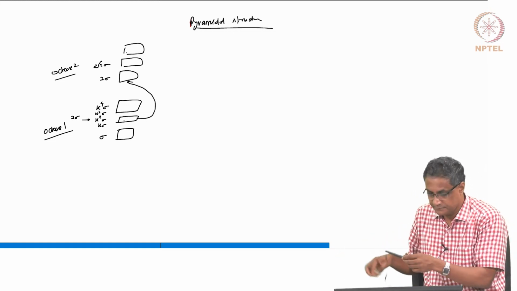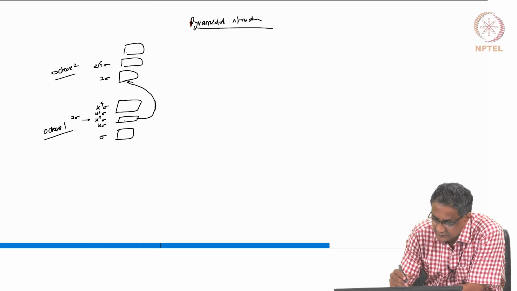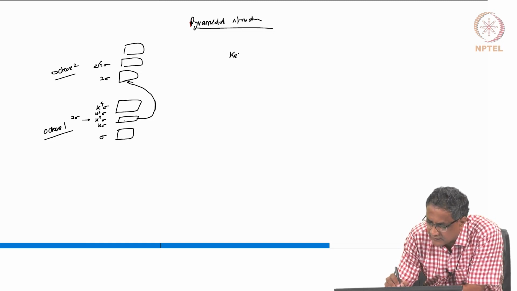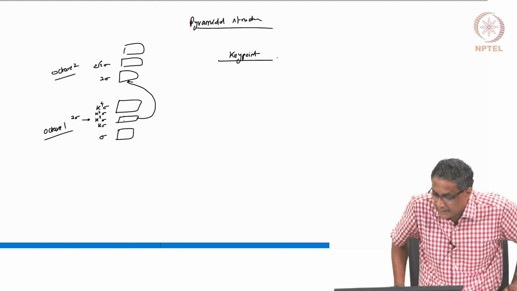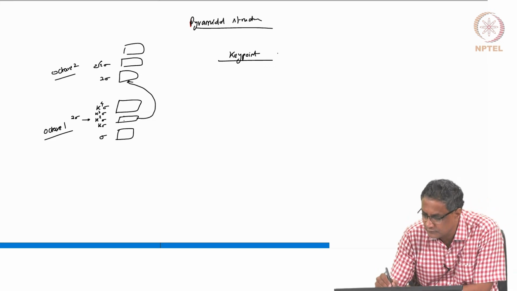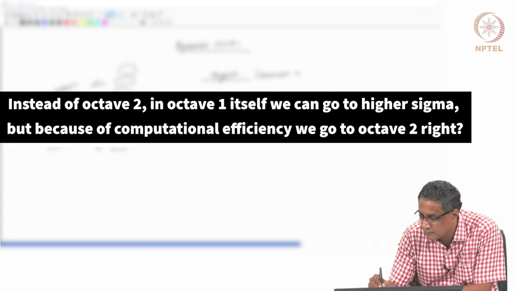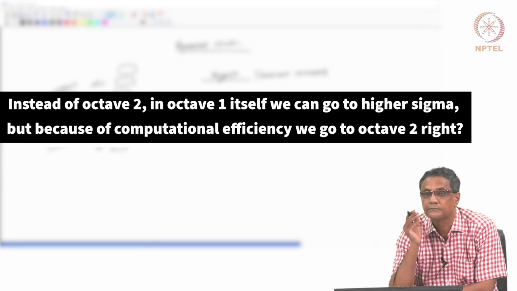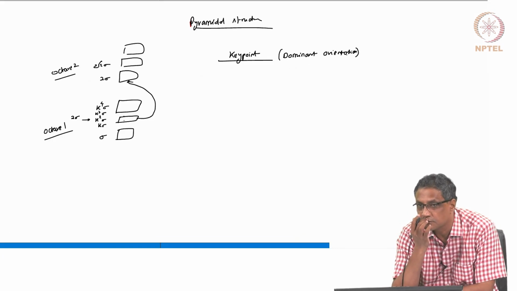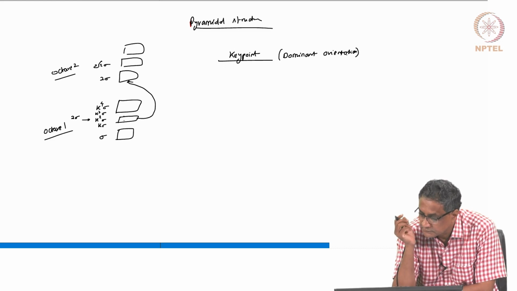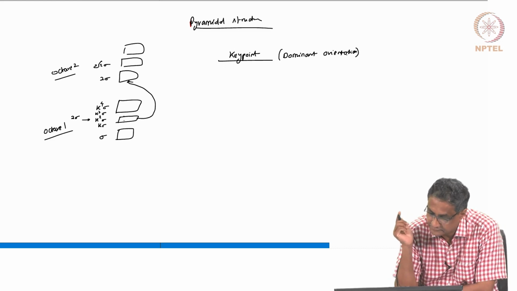Then, one of the things: the key point, as he calls it, or we might want to call it an interest point. It defines the key point through something, what he calls a dominant orientation. So instead of octave 2, in octave 1 itself, we can go to higher sigma, but because of the computational efficiency, we are going down. Correct. That is the only reason.